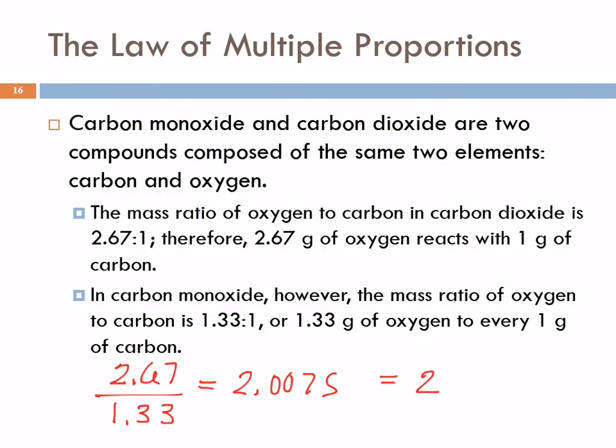The reason it doesn't come out to be exactly 2 is because there's measurements involved. And so nothing's going to be exact. But this is very close to a whole number. With sig figs, it would come out to be 2.01, close enough to round to 2. What this tells us is there's twice as many oxygen atoms in this compound as there are in this one. Carbon monoxide on the bottom is CO, and this is CO2. The ratio of this one to that one is 2 because there's twice as many oxygens in the first compound as there are in the second.